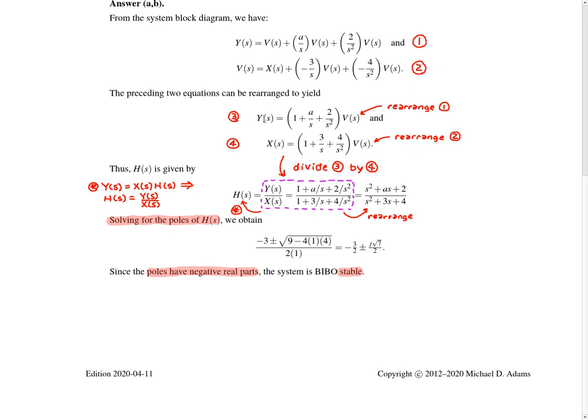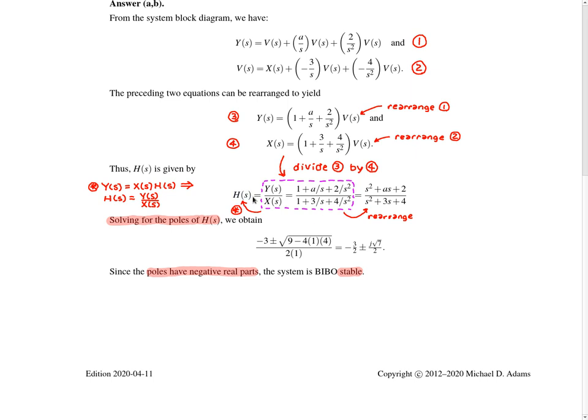Now we take this equation here, which is labeled as equation number 3, and we divide it by this equation here, which is labeled as equation 4. Doing this yields this equation here. Then we can simplify the right-hand side of this equation to this expression here, and we can simplify the left-hand side of this equation to simply h of s.